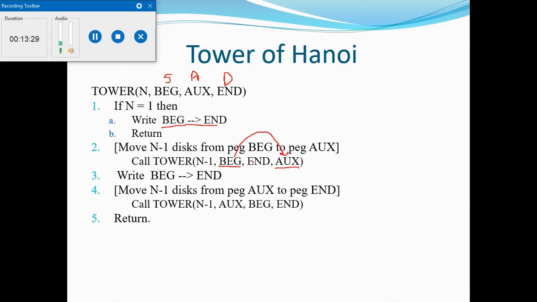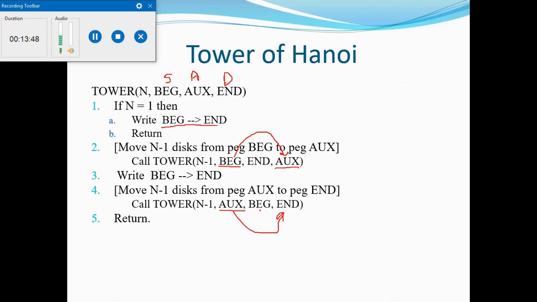Now whatever the nth disk that is kept there, from beginning to end, I will copy directly, and then call Tower again. So whatever the n minus 1 disks residing in the auxiliary, now copy them to the end with the help of beginning. So that is a simple algorithm.